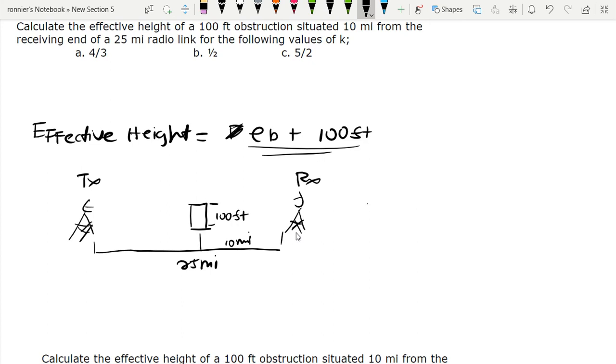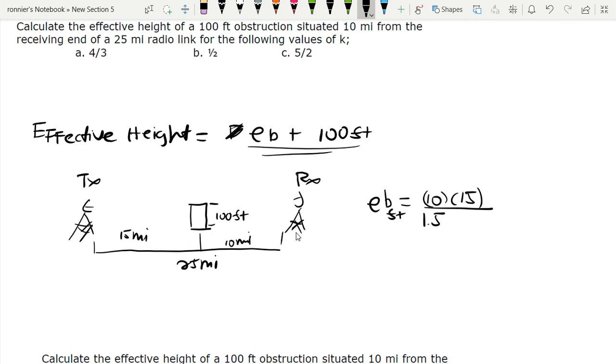So, earth bulge, kunin natin yung earth bulge. So, ano bang mga units, I think naka-mile. So, ang gagamitin natin is yung earth bulge in feet. So, yung D1 is pwedeng 10 miles or pwedeng 25 minus 10 is 15 miles. Tama ba? So, alin man sa dalawang yan, wala namang problema kasi imumultiply naman natin silang dalawa. So, 10 miles times 15 divided by 1.5.